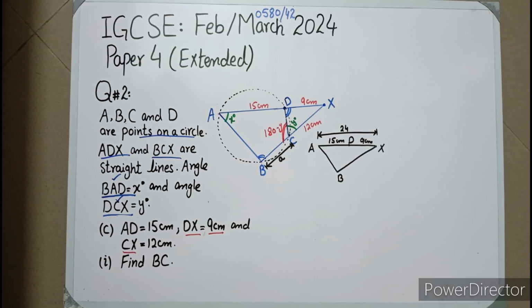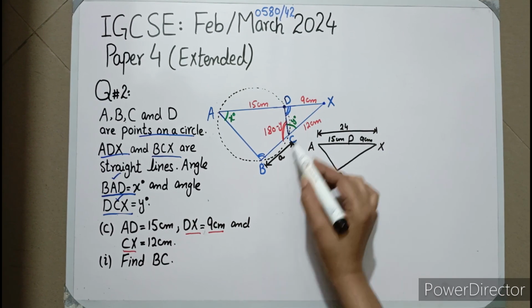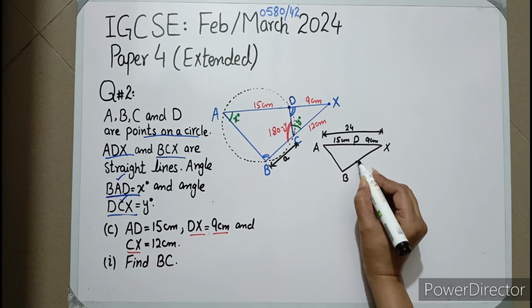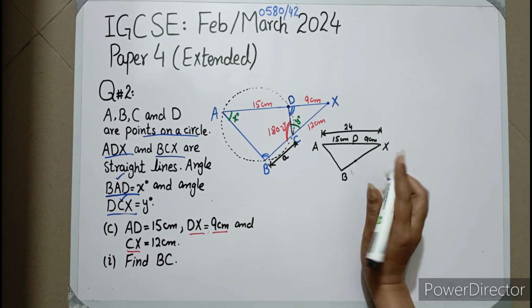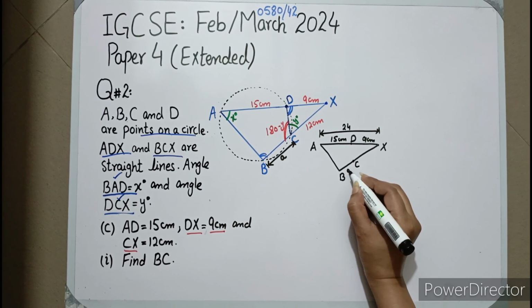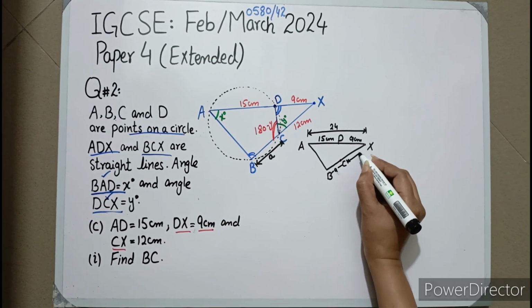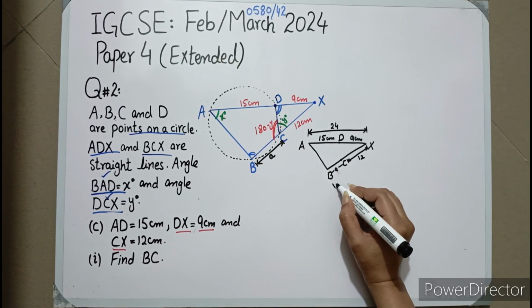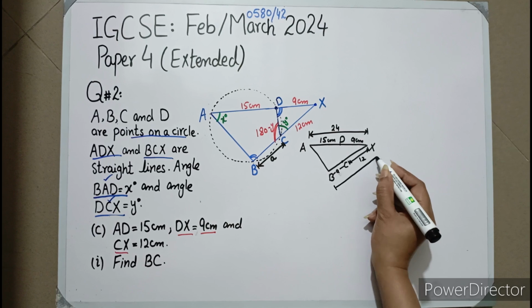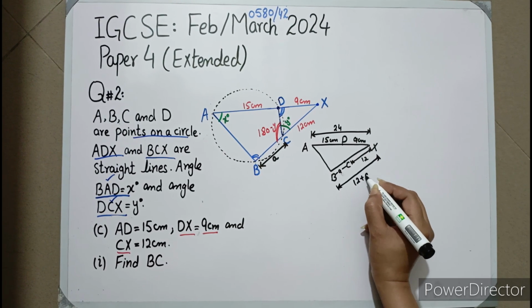The second triangle says, what is the measurement of BX? Here is point C. From this to this point, we have the measurement as A, and from C to X, we have the measurement as 12. So what will be the total measurement from B to X? That will be 12 plus A.